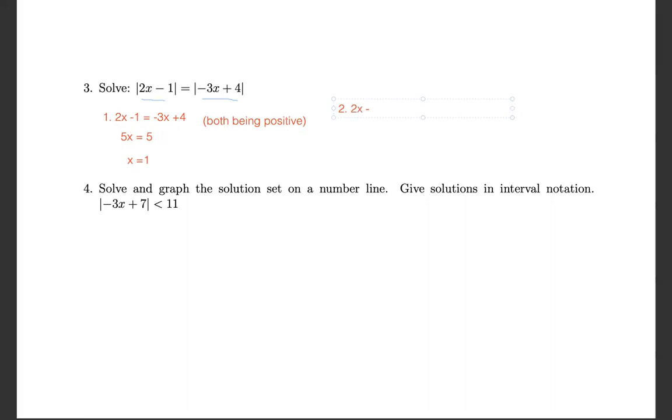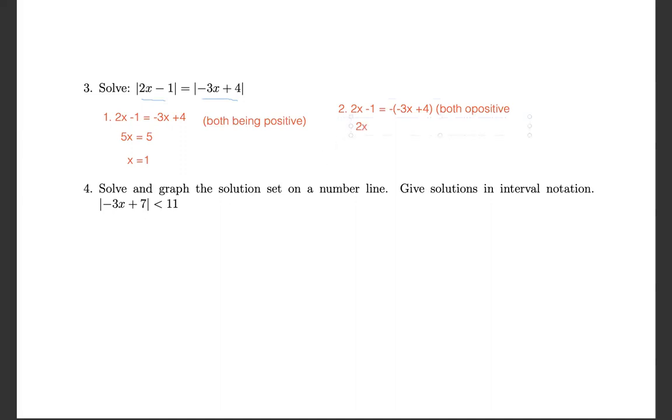Second case, they're opposite, which means one is positive, one is negative. So we can write 2x minus 1 equals the negative of negative 3x plus 4. Opposite means one is positive, one is negative. So we can just put a negation sign in front of either one. You can put it in the first one, or you can put it in the second one.